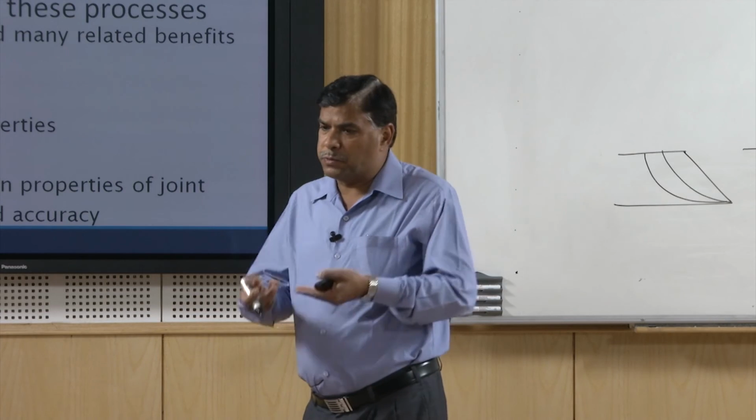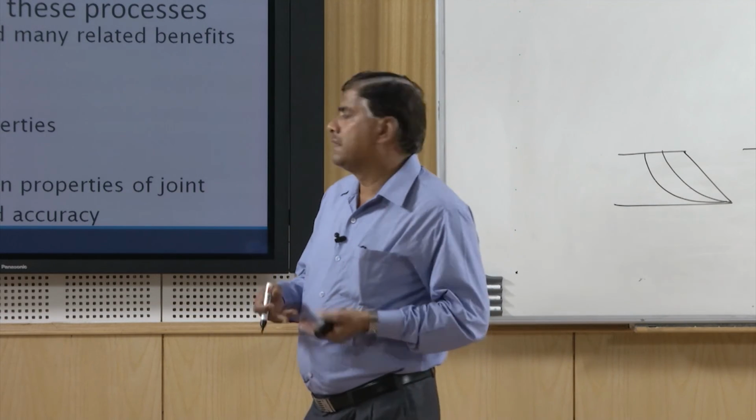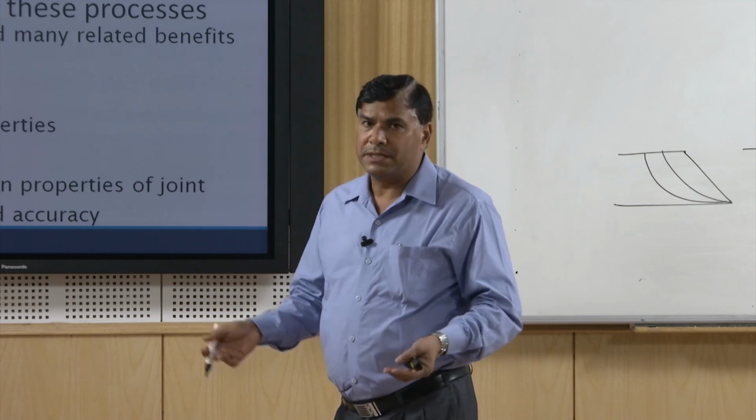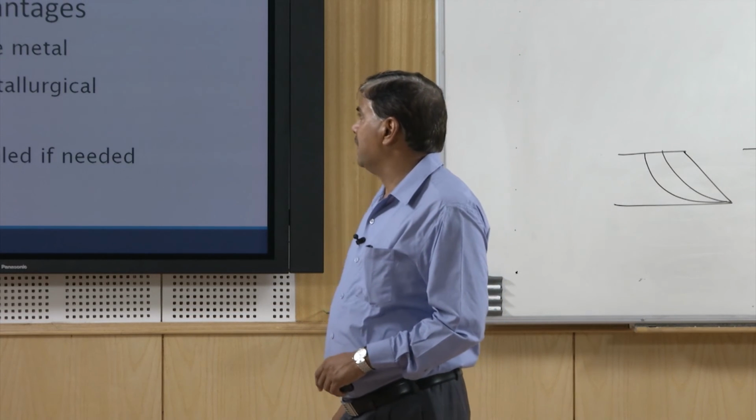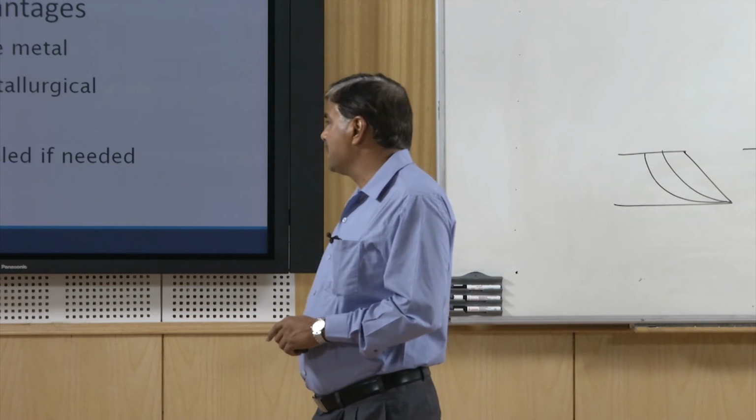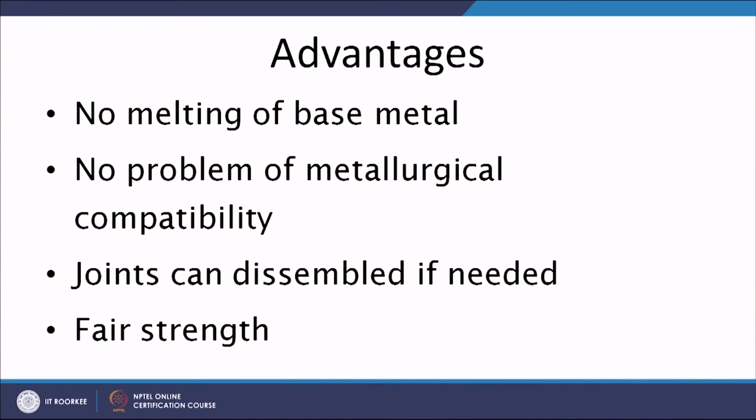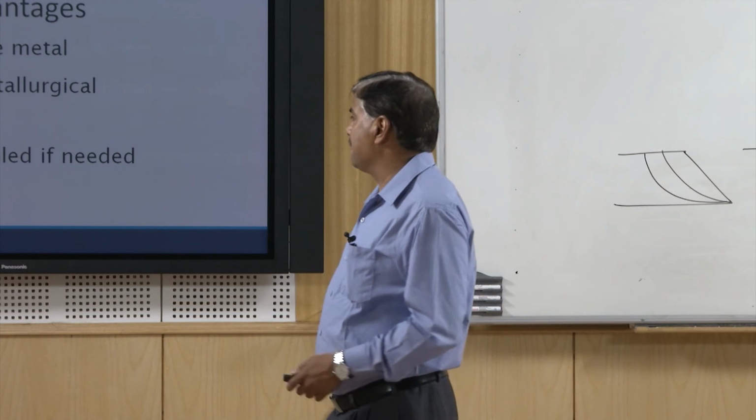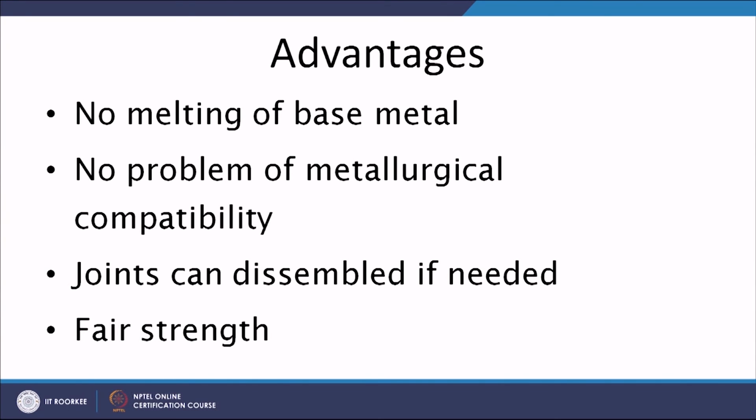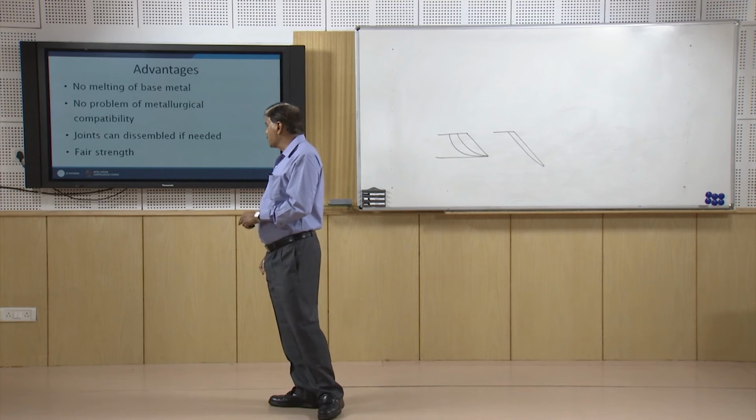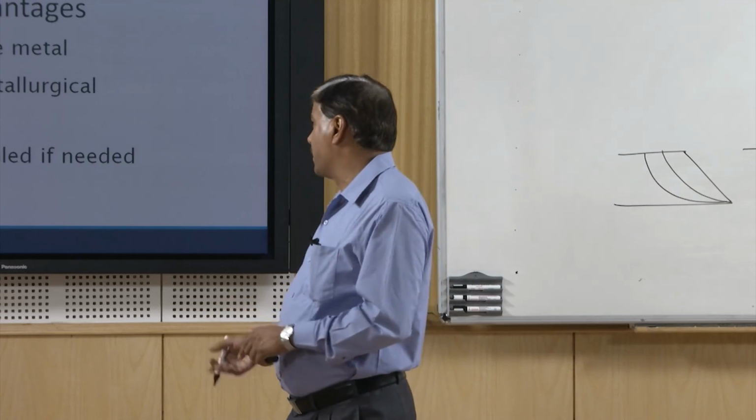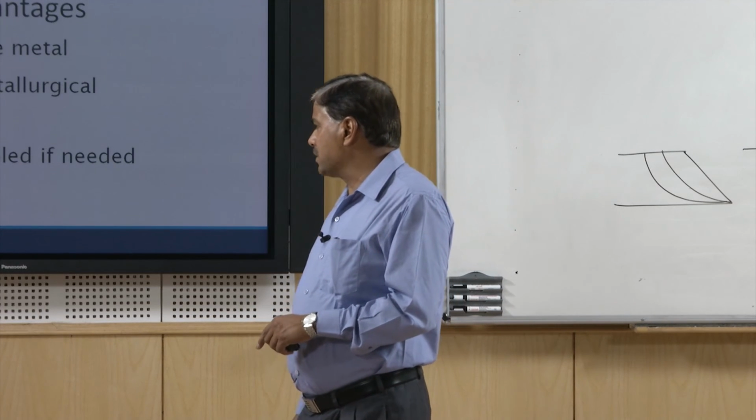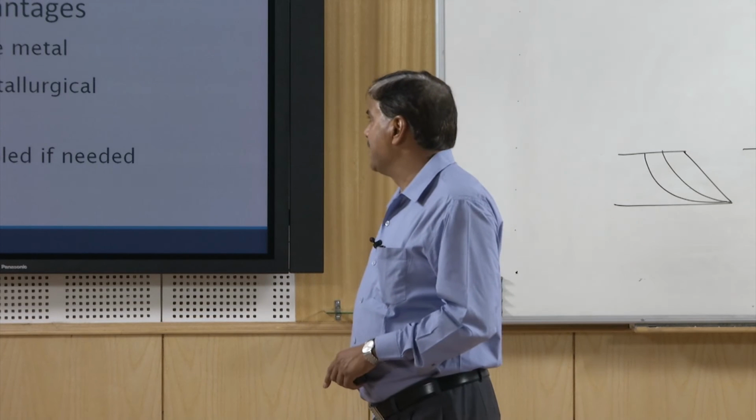and proper fit up and accuracy is possible because we can preset the things to be joined, and they will not be brought to the molten state. There will not be many dimensional changes due to heating and cooling. That is why proper fit up and accuracy can be achieved. Additionally, with no melting of the base metal, there are no problems related to metallurgical compatibility. And since the joints are weaker than the base metal, they can be disassembled if required, and for moderate load conditions, the joint is of fair strength.